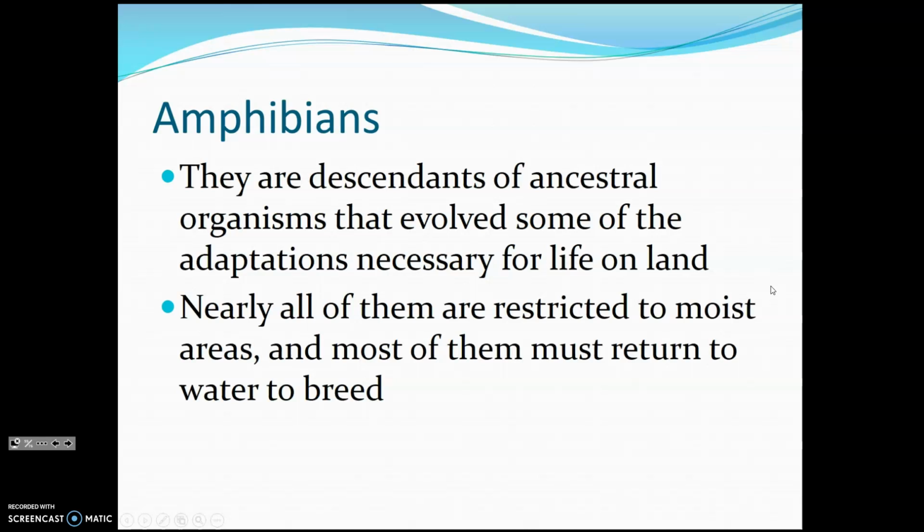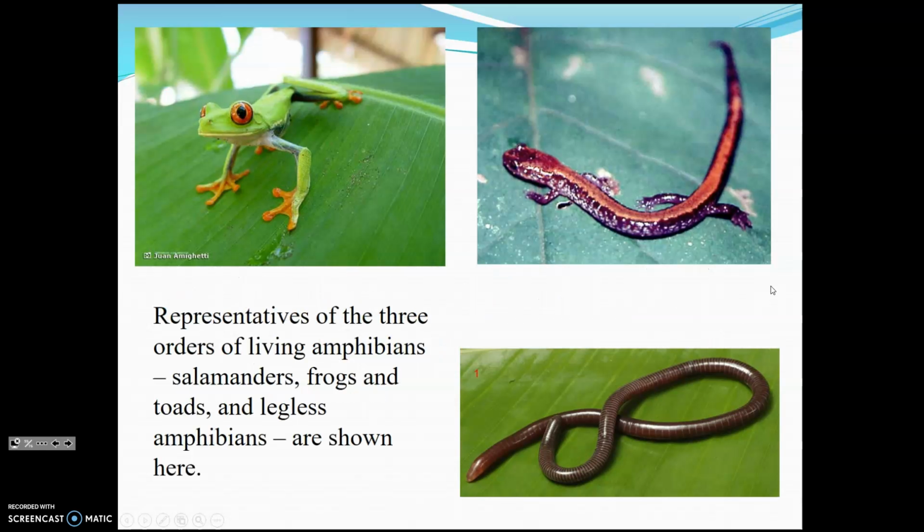Okay. When we're looking at the fact that they're returning to water to breed, this is a major difference that we'll compare to the reptiles as we move forward. Their eggs do not have a protective shell. And the fact that they hatch into these aquatic larvae, it also makes logical sense that they're going to lay their eggs in those aquatic habitats.